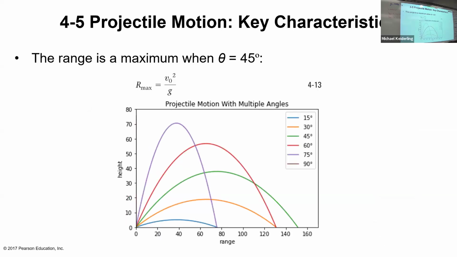So this range is maximum when theta is 45 degrees, because the sine of 45 degrees times 2 is the sine of 90 degrees. That's 1. That's the maximum for the range. And so here are the ranges you get at multiple angles. Here you can see when two angles add up to 90 degrees, like 15 and 75, they have the same range, and 30 and 60, and then the maximum's at 45 degrees.